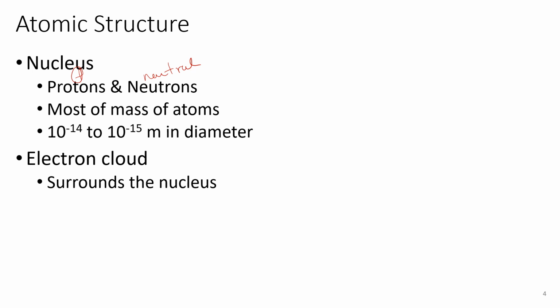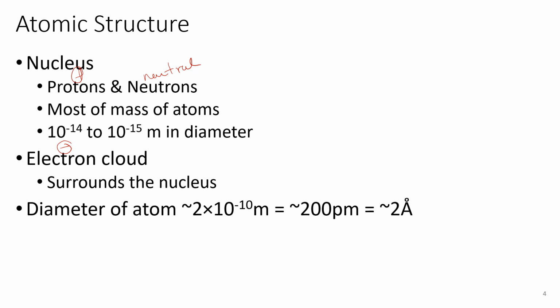We also then have the electron cloud, which contains the electrons, and this surrounds the nucleus. Remember that the electrons have a negative charge associated with them. The entire atom has a diameter about 2 times 10 to the minus 10th meters, which is about 200 picometers, or about 2 angstroms. So again, you can tell that most of the atom is actually empty space that is comprised of the electron cloud, which is the area where we are most likely to find the electrons.